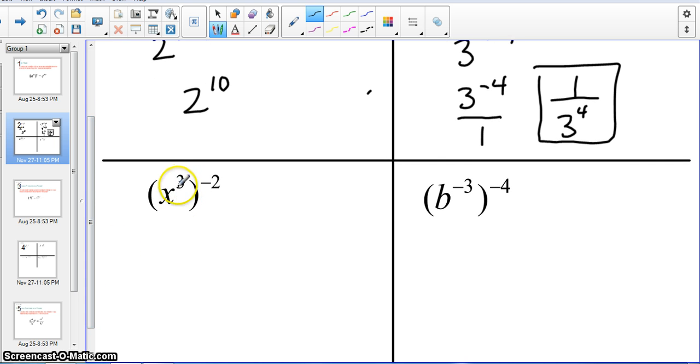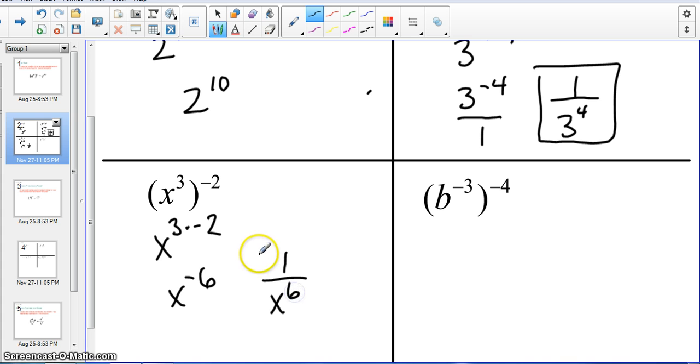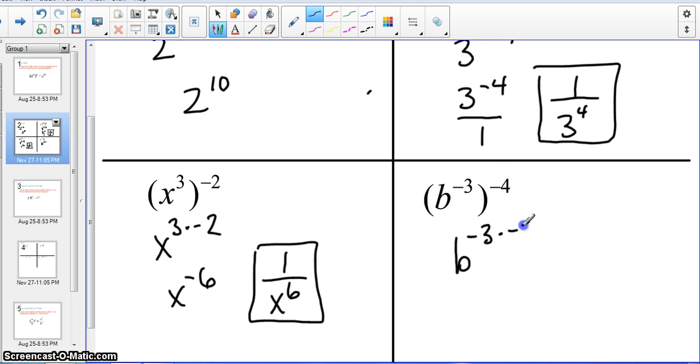The next example, x to the 3rd, then raised to the negative 2nd, so I just multiply their exponents together. So I get x to the negative 6th. Again, this has a negative exponent, so to make this term have a positive exponent, it needs to go on the bottom, or in the denominator. The last one here, negative 3 times negative 4. So 2 negatives will make a positive, so we'll get b to the 12th. There's our final answer. It has a positive exponent, so we leave it alone.